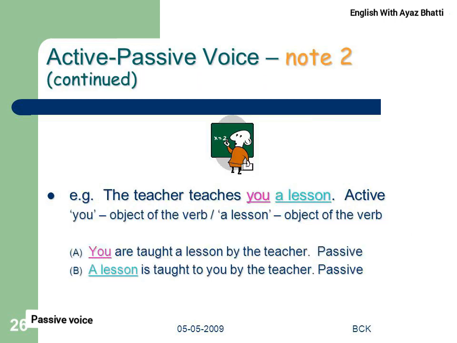Active passive voice, note 2, continued. For example, the teacher teaches you a lesson. Active. You, object of the verb, a lesson, object of the verb. You are taught a lesson by the teacher. Passive. A lesson is taught to you by the teacher. Passive.